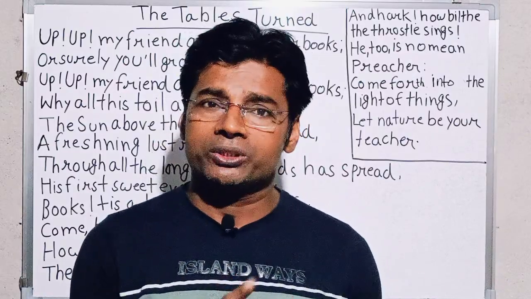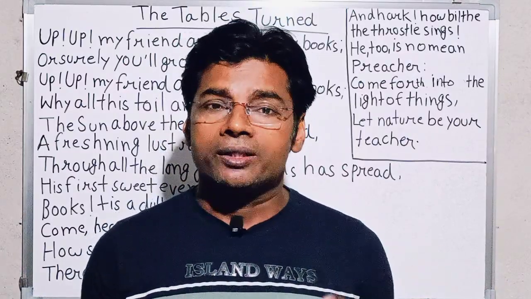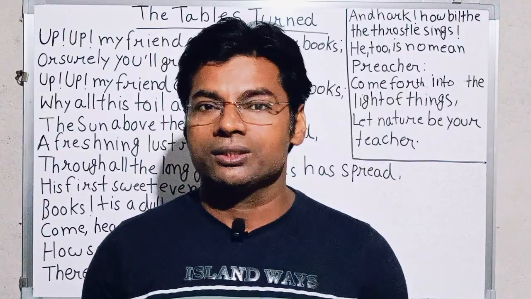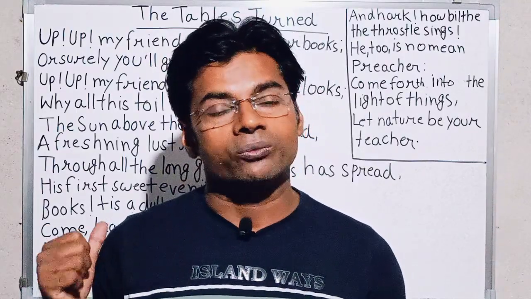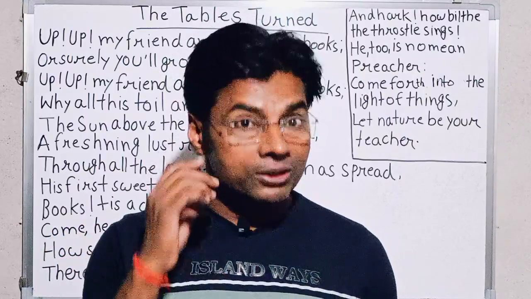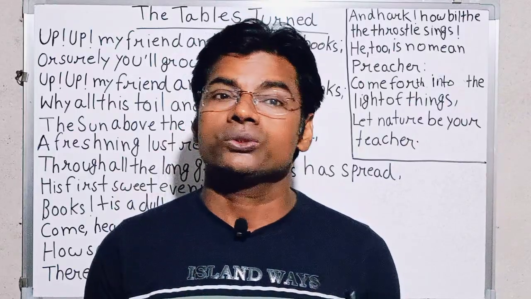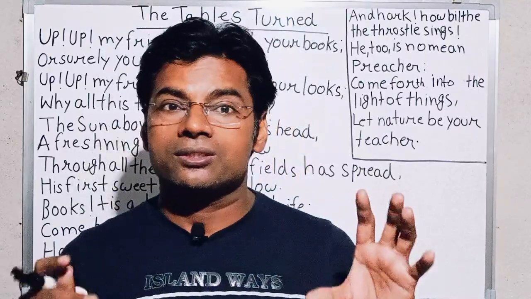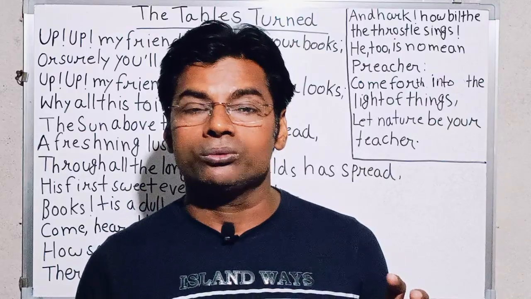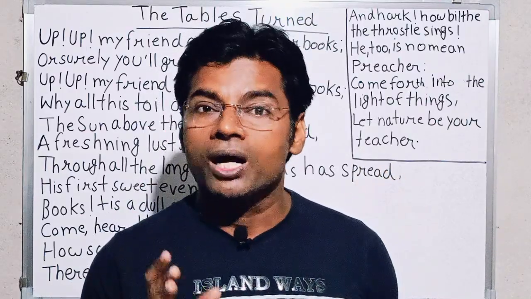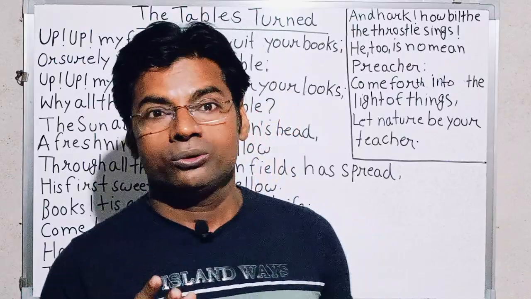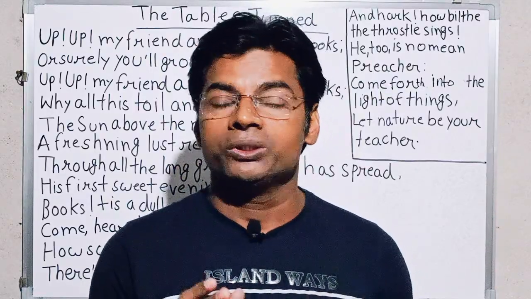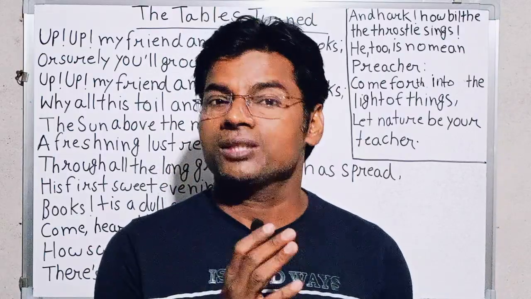Beautiful poem. This poem runs into 8 stanzas, 4 lines each. It means the total number of lines used in this poem is 32 lines, divided into 8 stanzas of 4 lines. It means quatrain. So, which stanza form is used in the poem? Quatrain stanza form is used in the poem. That is the ballad stanza form.